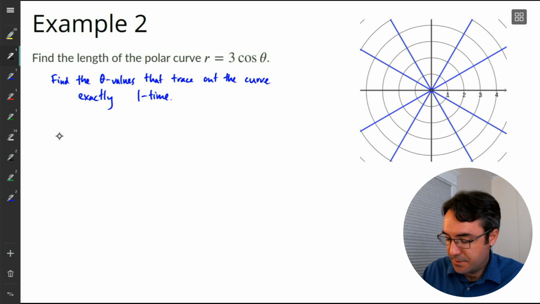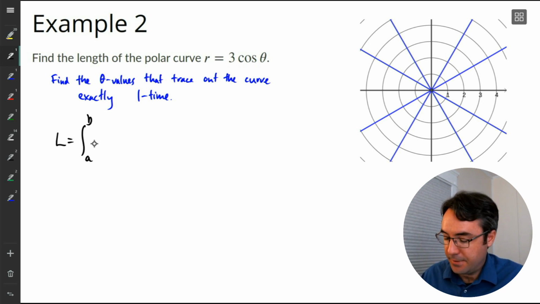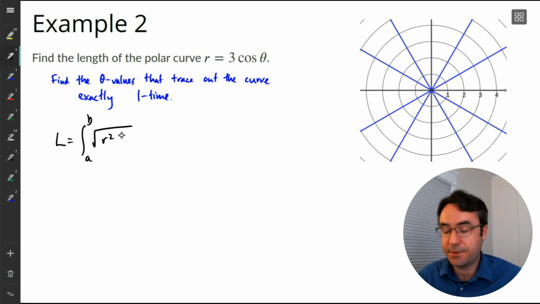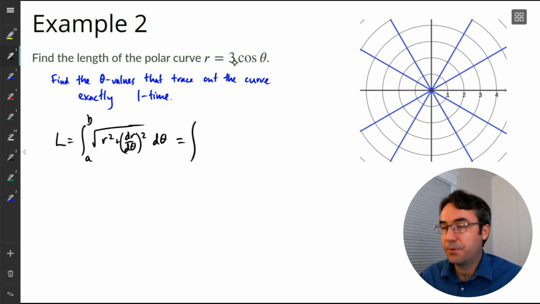We still need to figure out our limits of integration here. Let's just write down the formula. The length is the integral of the square root of r squared plus the derivative of r squared. All right, let's fill in what we know. The value for r here is 3 cosine theta.